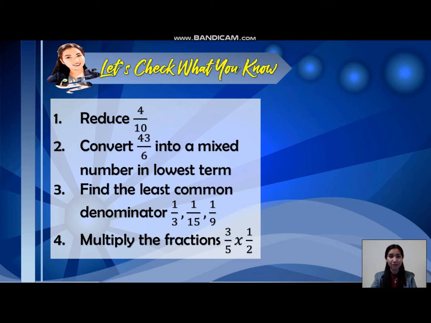Let's check your work. Reduce 4 over 10. The answer is 2/5. Item number 2. Convert 43 over 6 into a mixed number in lowest term, and the answer is 7 and 1/6. Item number 3. Find the least common denominator of 1/3, 1/15, and 1/9. The answer is 45. And item number 4. Multiply the fractions 3/5 and 1/2. The answer is 3/10.